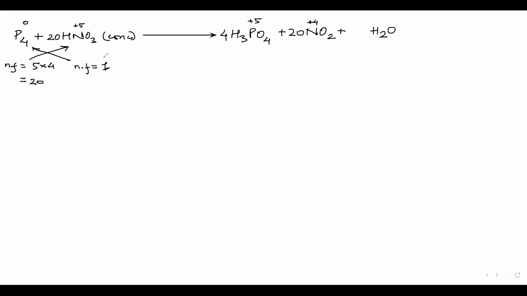Now just look at the hydrogens. How many hydrogens here? Hydrogens are 4 times 3, that is 12, and here there are 20, so the remaining is 8. If there are 8 hydrogens remaining, we have to add 4 water molecules. I said 4H2O. So please, everyone, don't write it now.